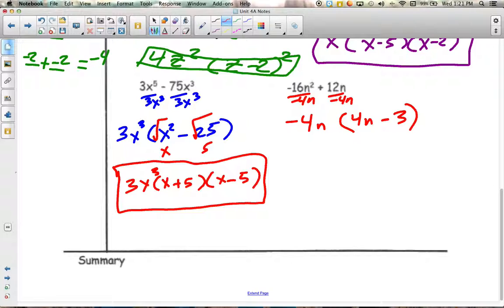So if you look at this, we've got negative 4n, and then we'll have 4n minus 3. Neither one of those can be simplified any further, so this would be your final answer. So this is your factoring completely.